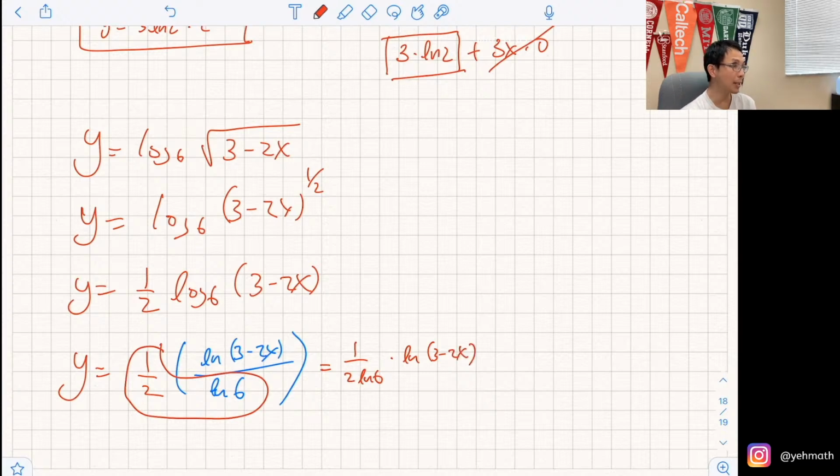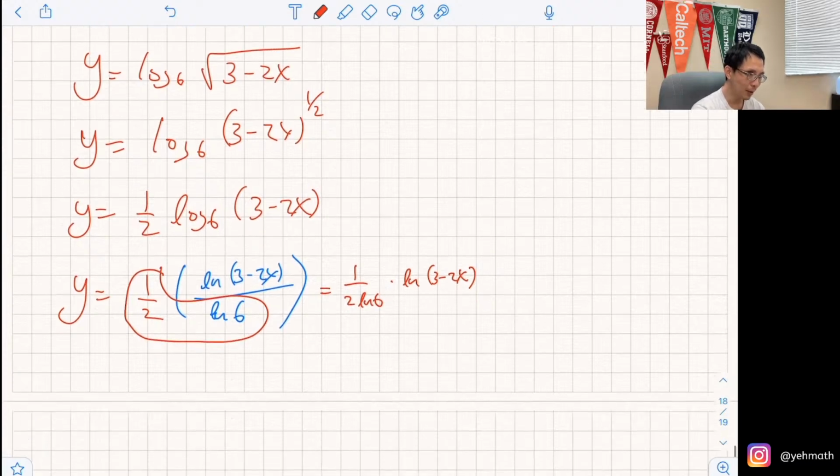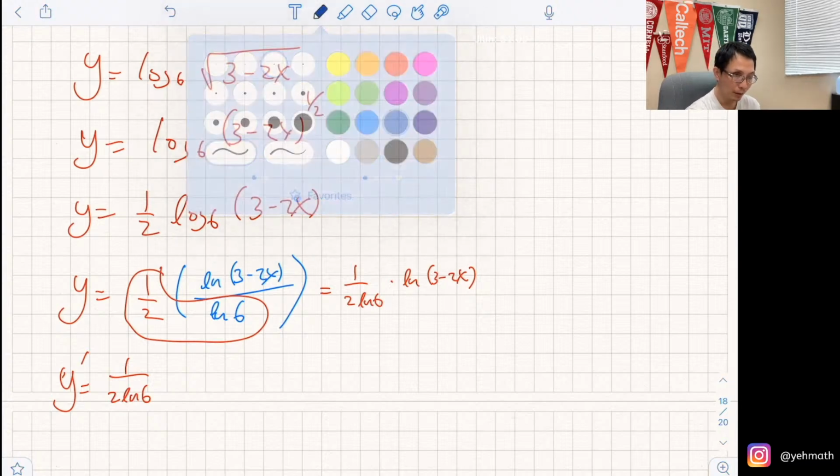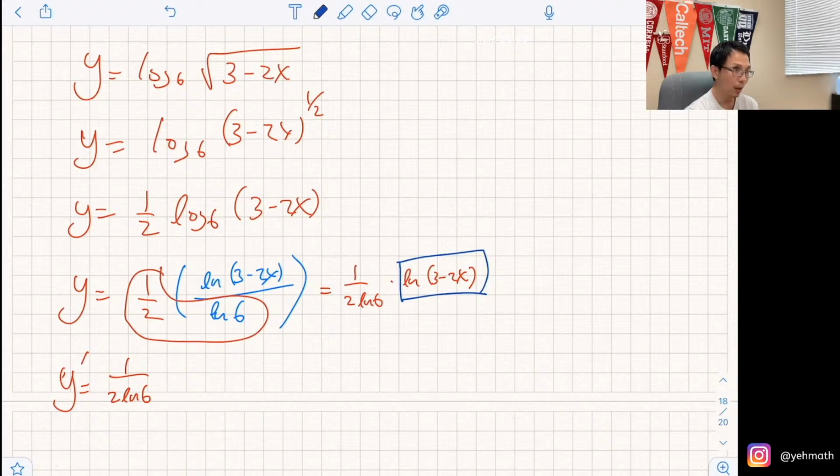Now remember, the constant has nothing to do with the derivative. A constant can be taken out completely. Does that make sense? Yeah. So y prime is equal to 1 over 2 ln of 6, the constant, just take it out completely. I just have to focus on the derivative of this thing right here, which is really easy. Negative 2 over 3 minus 2x. So I cancel out: negative 1 over natural log of 6 times 3 minus 2x.